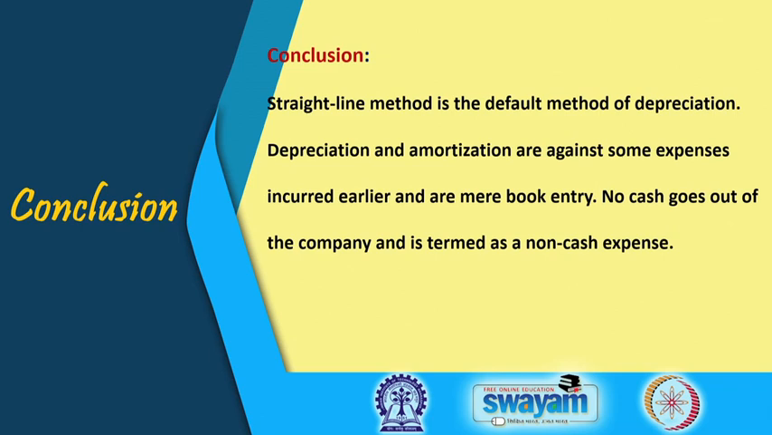Now, one concluding remark is that the straight line method of depreciation is normally the default method. When nobody mentions anything, you consider that it is the straight line method. Depreciation and amortization are non-cash expenses, very important to know that. It is just a book entry because the expenses are already incurred at some point of time, and you are merely allocating in the profit and loss account. So, no cash actually goes out when you amortize.